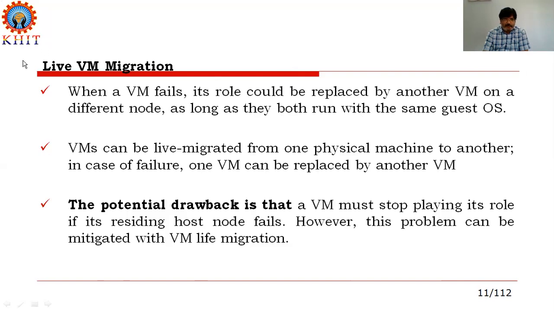So one of the drawbacks of a virtual machine is that it must stop playing its role if its residing host node fails. However, this problem can be mitigated with virtual live migration. This can happen only when we are working with two or more machines with the same guest operating system, but if they are working with a different host operating system, this may not happen.